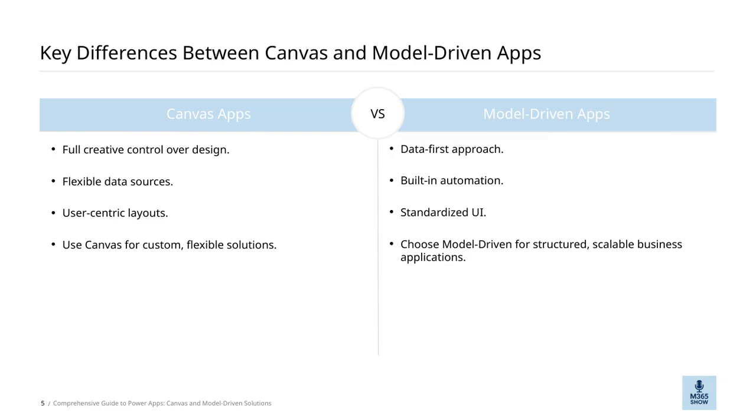This means they are designed to handle structured data efficiently, making them ideal for complex, scalable business applications. They also come with built-in automation features, which help streamline processes without requiring extensive custom coding. Additionally, model-driven apps provide a standardized user interface, ensuring consistency and a professional look across your applications. In contrast, Canvas apps offer full creative control over design.